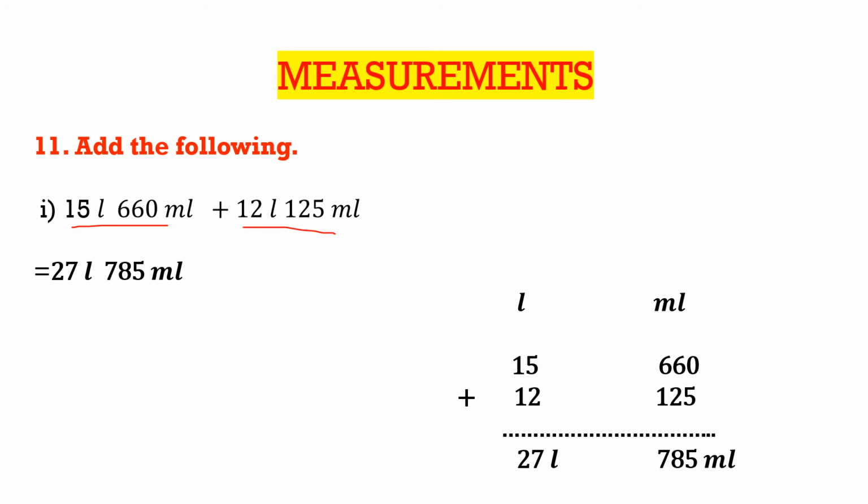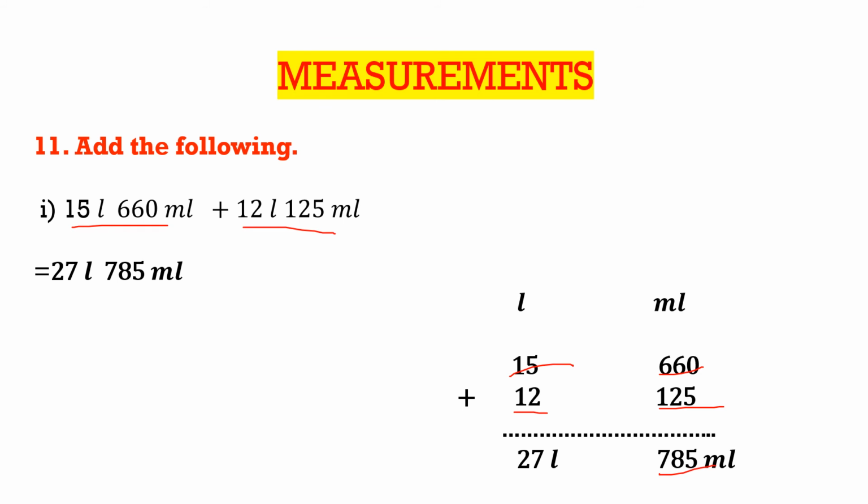We have to separate liter and milliliter. We have to write down 15 liter and 12 liter in liter column and 660 milliliter and 125 milliliter in milliliter column. Now we have to add liter and milliliter. First we go to milliliter column. 0 plus 5 is 5, 6 plus 2 is 8 and 6 plus 1 is 7. We get 785 milliliter.